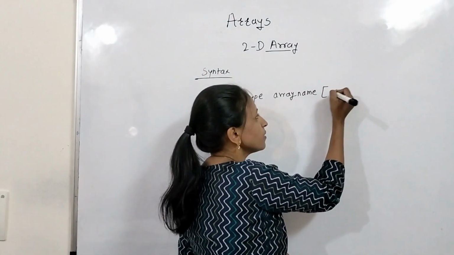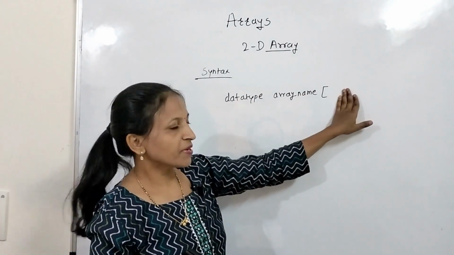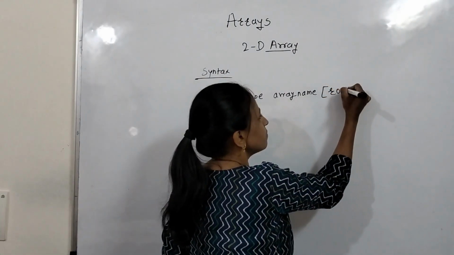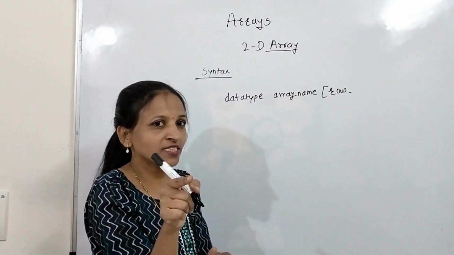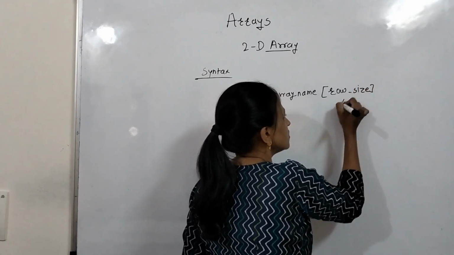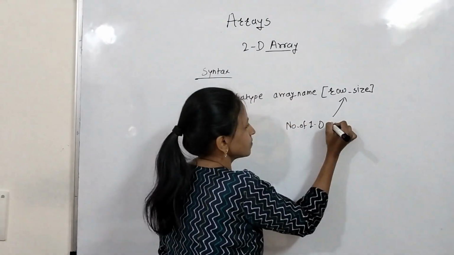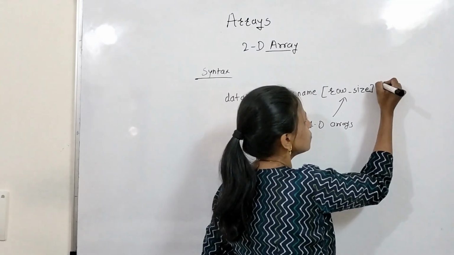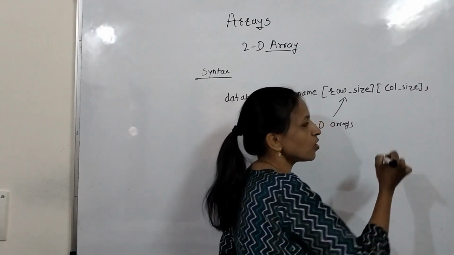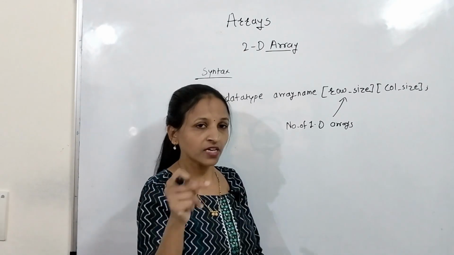Now here, the first square bracket: there are two dimensions, that's why it is called a two-dimensional array. The first dimension indicates the row size. Row size is nothing but the number of one-dimensional arrays. And second, you have to specify the column size and give a semicolon. This column size indicates how many elements are there in each individual array.